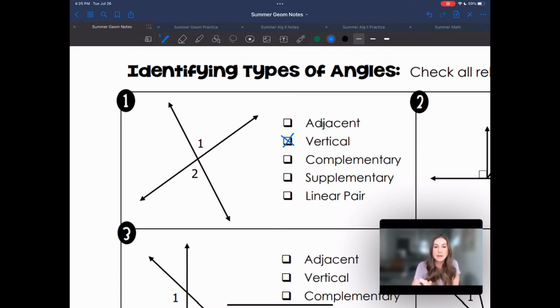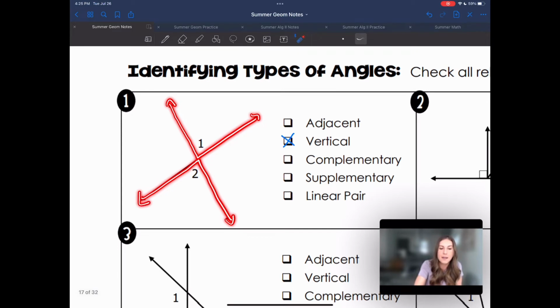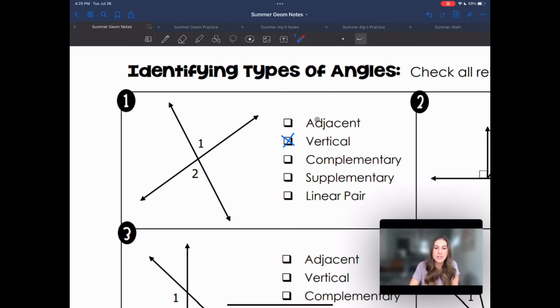We would not say they're adjacent, and that can be challenging for some people, but if you really highlight their angle, here's angle 1, right? So those are the 2 rays that make up that angle. And then here's angle 2, 2 separate rays that make up the angle. They don't share a common ray, so they're not adjacent. They don't say anything about their degree measures, so we don't know if they're complementary or supplementary. And they're not on a straight line, so they're not a linear pair.